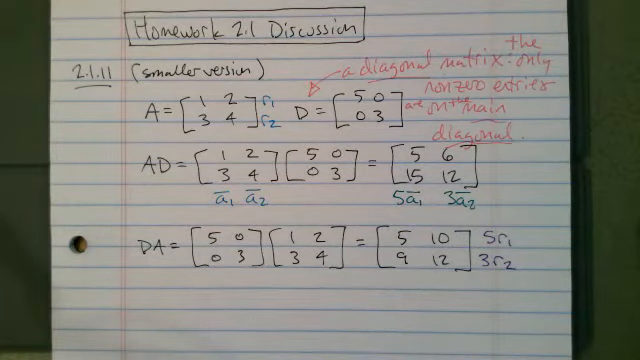Any questions? That was the interesting thing that's going on with 11. That's the interesting thing about multiplying by a matrix. That's the local interesting thing when it comes to multiplying by diagonal matrices. Any other questions on the problems from section 2.1?